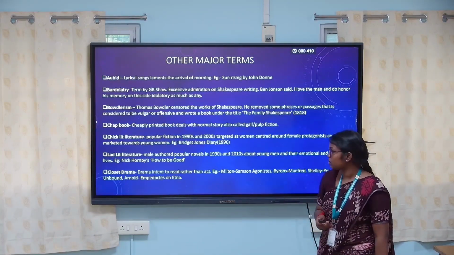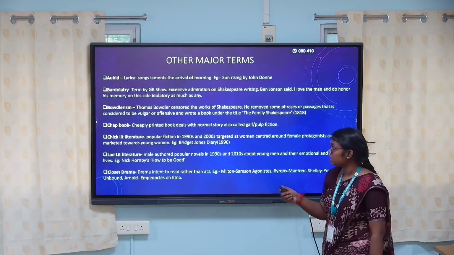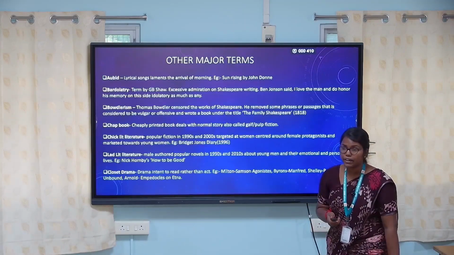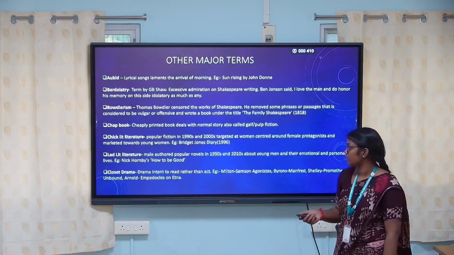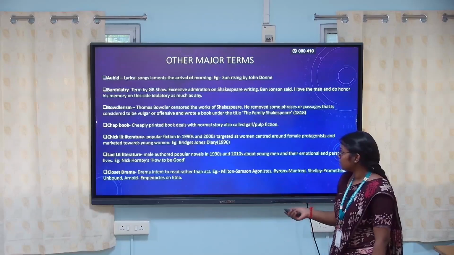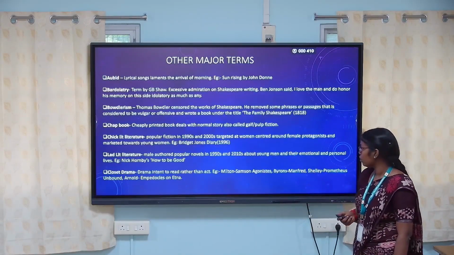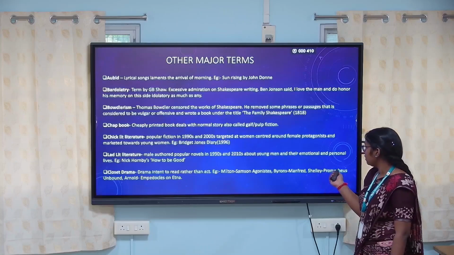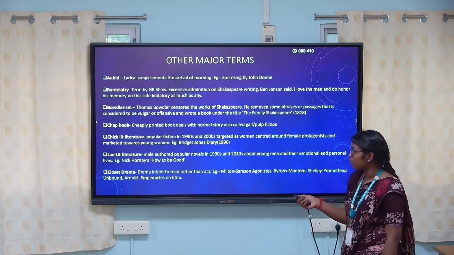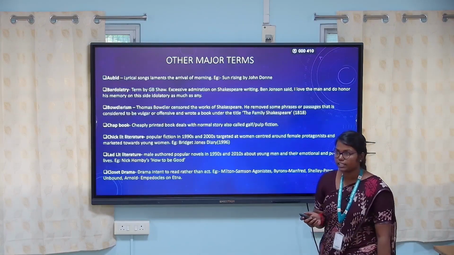The last is closet drama. Closet drama is nothing but a drama which is intended to be read rather than to be performed on the stage. For example, we have John Milton's Samson Agonistes, Byron's Manfred, P.B. Shelley's Prometheus Unbound and Arnold's Empedocles on Etna. Thank you.